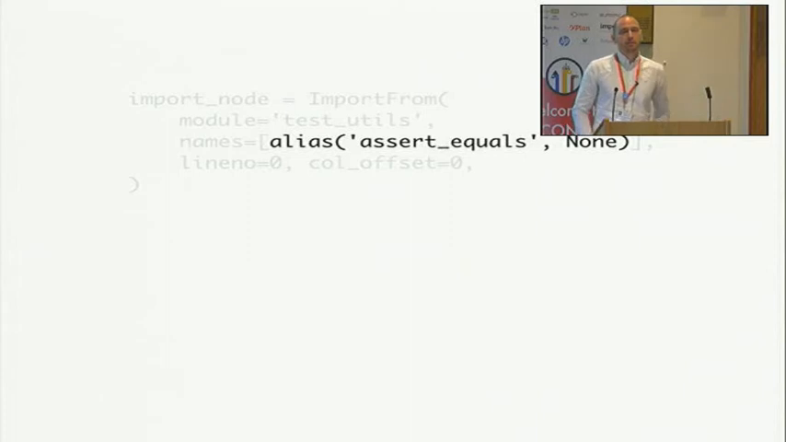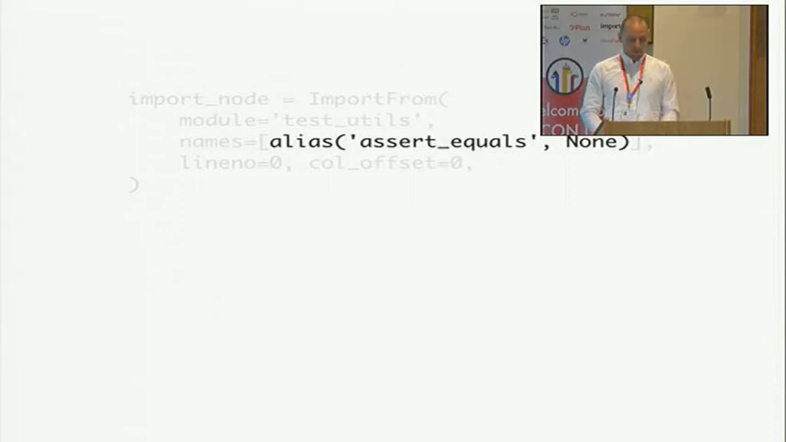Now, there is a little problem here. If we inject this import, and then later on, the user goes on and defines a function called assert_equals, and in this assert_equals, the user will use an assert statement, we'll get into trouble, the kind of infinite recursion type of trouble.